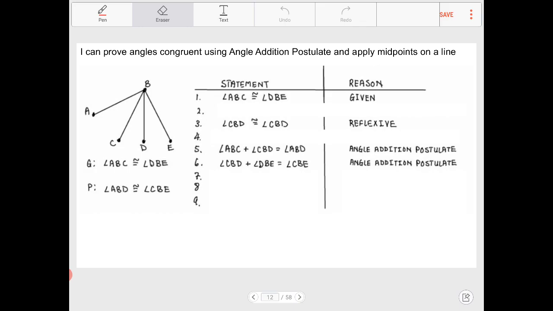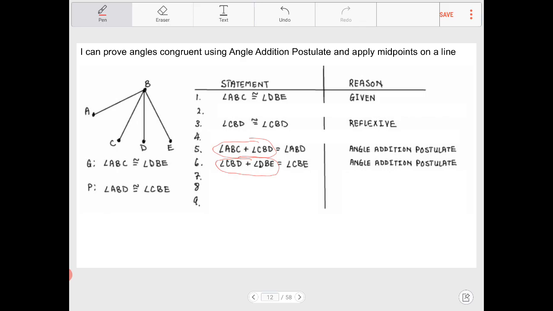So looking at this now, since I know that in line 1 and line 3, if I add them together, won't I end up with, on the left-hand side, ABC plus CBD? And again, if I take lines 1 and 3 and add them together, on the right-hand side, won't I end up with CBD plus DBE? I would, wouldn't I? So that's what I'm going to do next.